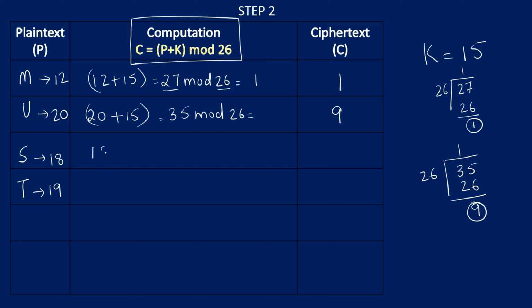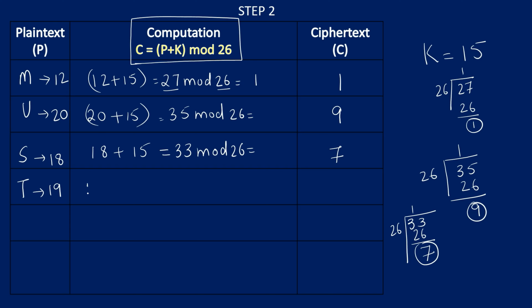Next is 18. So 18 plus 15. How much is the total? 33 mod 26. Now 33 is a number which is greater than 26, so you have to do modular arithmetic. How do you do modular arithmetic? You divide the number 33 by 26. So 26 into 1 is 26 and the remainder here is 7. So 7 is the answer. The remainder is always the answer of the mod operation.